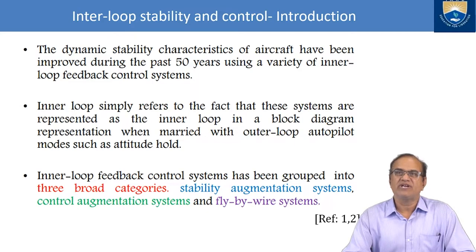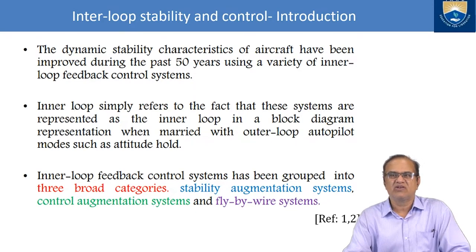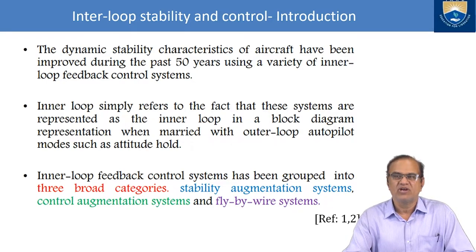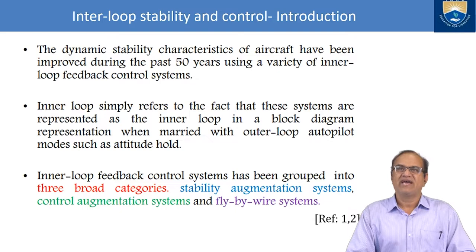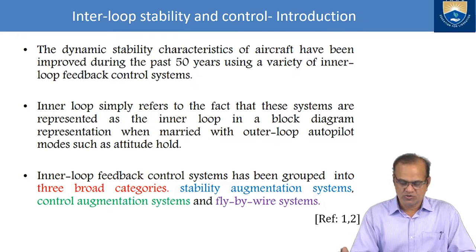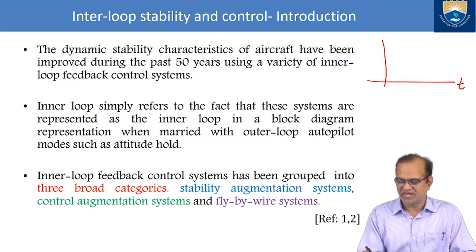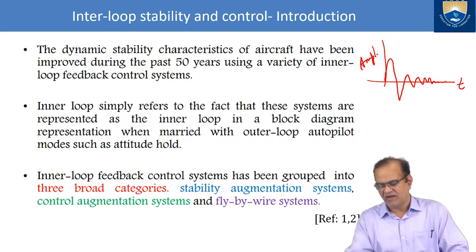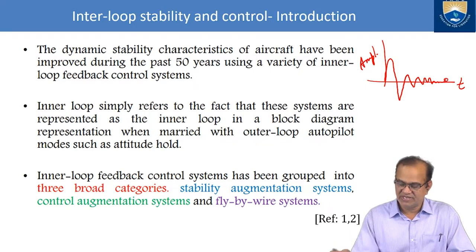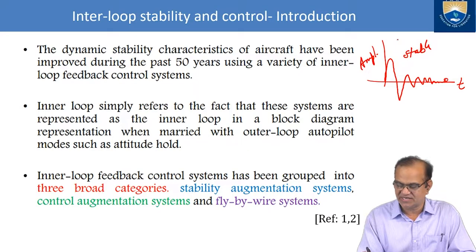Now I will discuss inner loop stability and control. I will give a small introduction here, taken from references 1 and 2, which are mentioned in the last slide of this presentation. The dynamic stability characteristics of aircraft have been improved during the past 50 years using a variety of inner loop feedback control systems. If we talk about dynamic stability, this is time and this is the amplitude of the motion. If you are disturbed from here to here, and it oscillates like this, and after a finite time it comes to equilibrium, then it is stable. This is called dynamic stable.